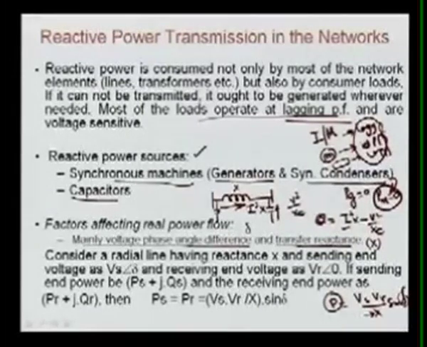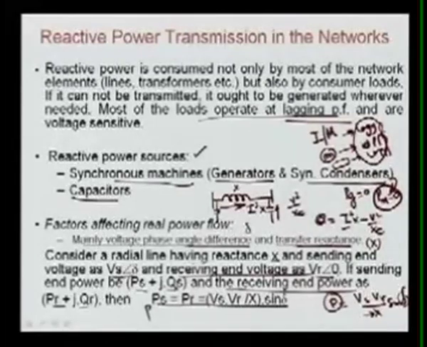Consider a radial line having reactance X and sending end voltage Vs angle delta and the receiving end voltage Vr angle 0, means we are taking it as a reference. If the sending end power is PS plus jQS and the receiving end power is PR plus jQR, then we can write PS, again I am talking about the real power, will be equal to the receiving end power, which is equal to the sending end voltage magnitude multiplied by the receiving end voltage magnitude divided by X sin delta.